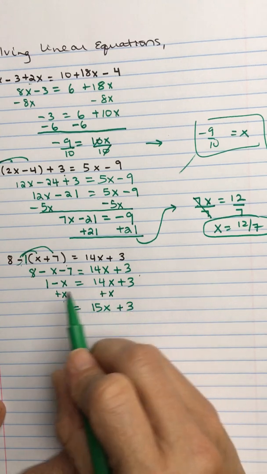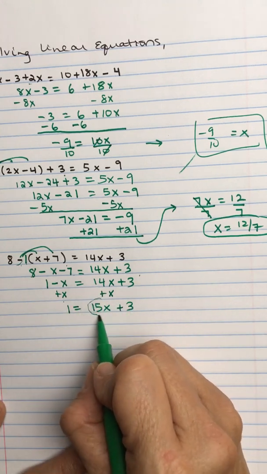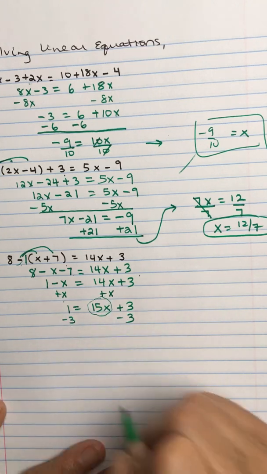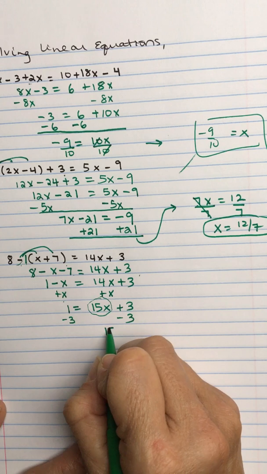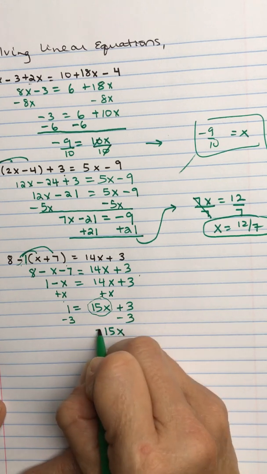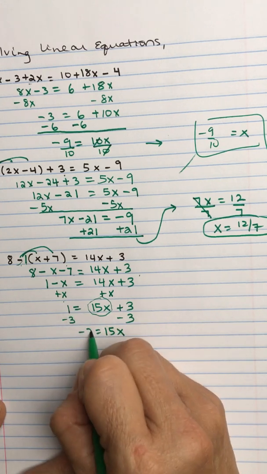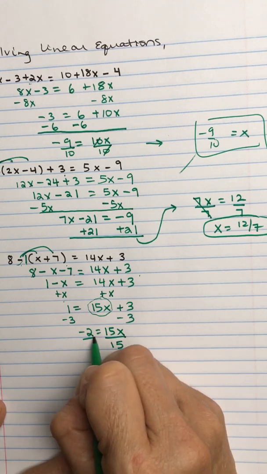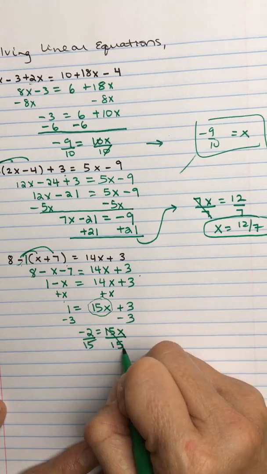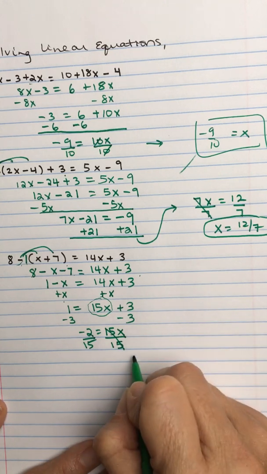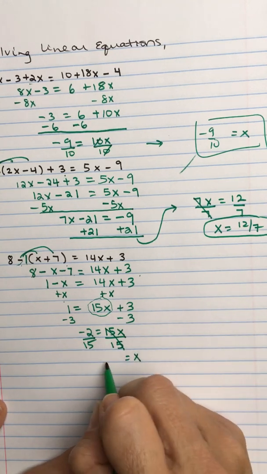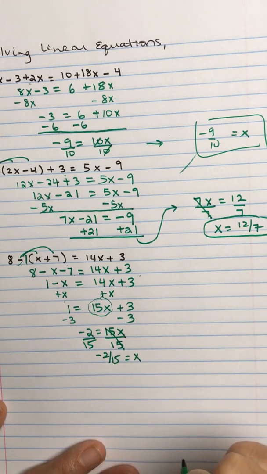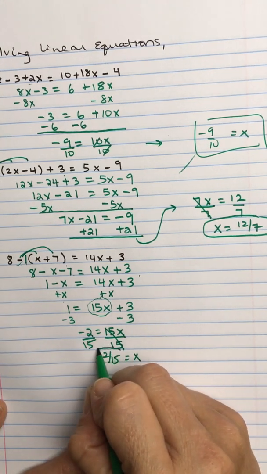So now the plus 3 has to go. I want to isolate that x term. So I have 15x equals 1 minus 3, that's minus 2. My last step is always to divide by the coefficient, or maybe you think of it as multiply by the reciprocal of the coefficient. Okay, so x in this case is negative 2/15.